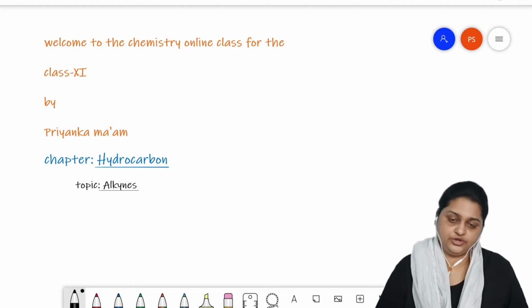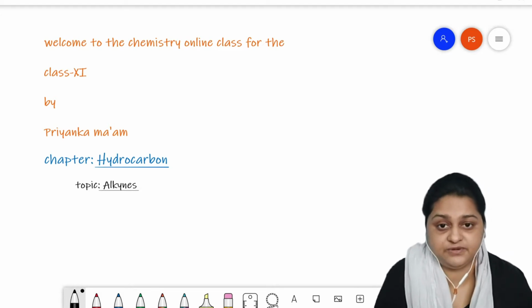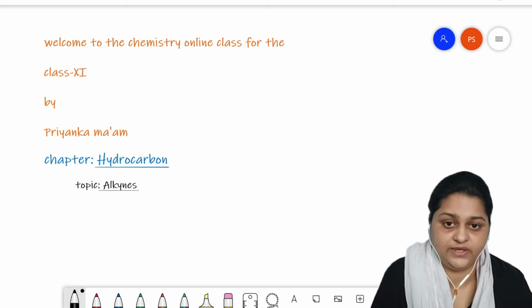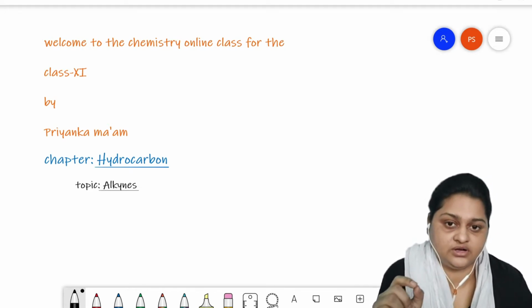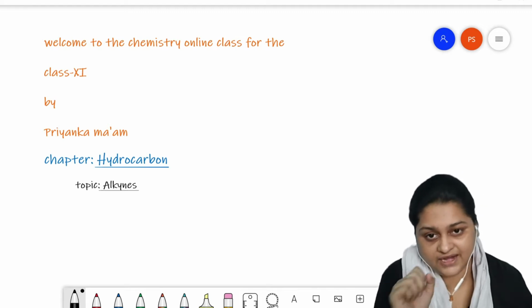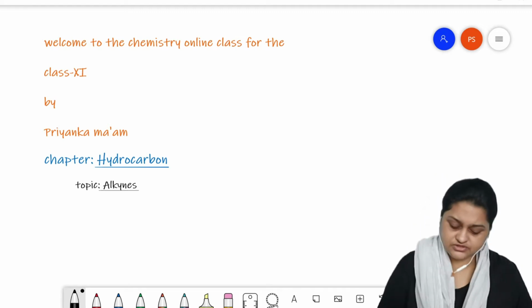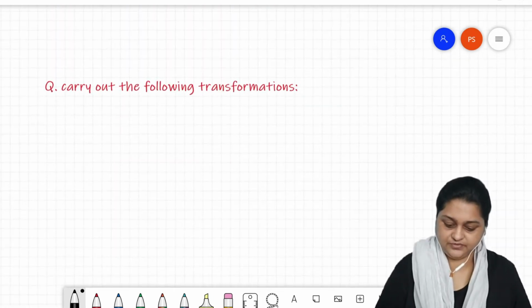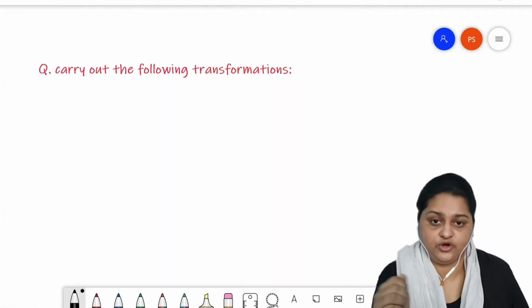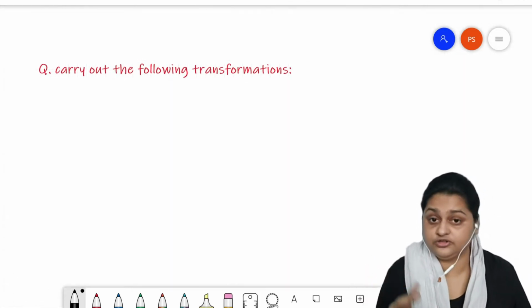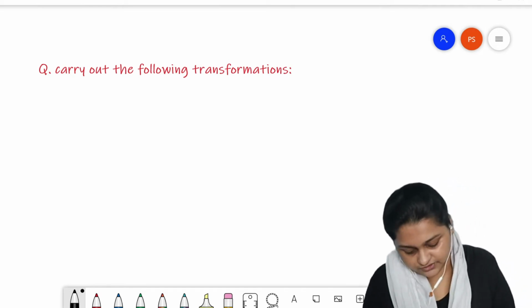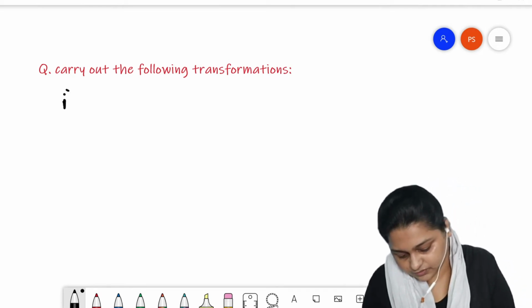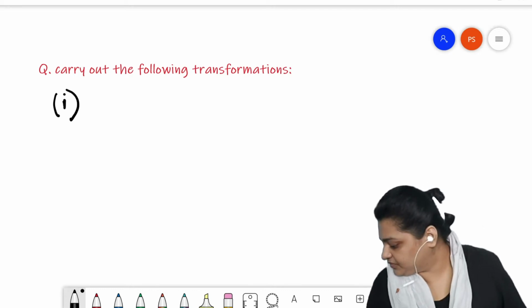We are today going to continue with the hydrocarbon chapters and the questions that we were doing. Today we are concentrating our topic on alkynes. The first question is the type of question that we already had done: carry out the following transformation. And in this transformation, the first transformation that we are going to study is this one.